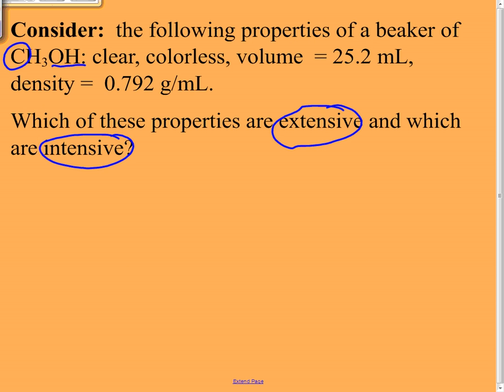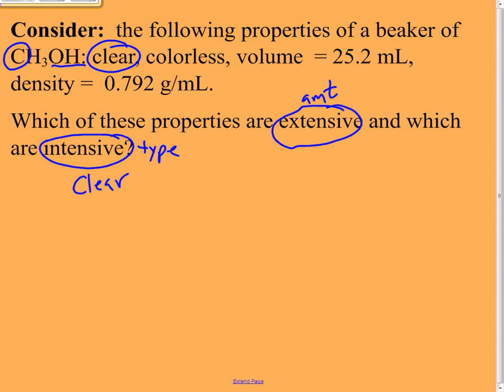So let us go to our question here. Which of these properties are extensive? Remember, this relates to amount, and which are intensive, which relates to type. So, question number one, it is clear. If I have a little beaker of methanol or 10 gallons of methanol, will it still be clear? The answer is it will still be clear regardless of the amount. So that means it relates to the nature of methanol. So being clear is intensive.